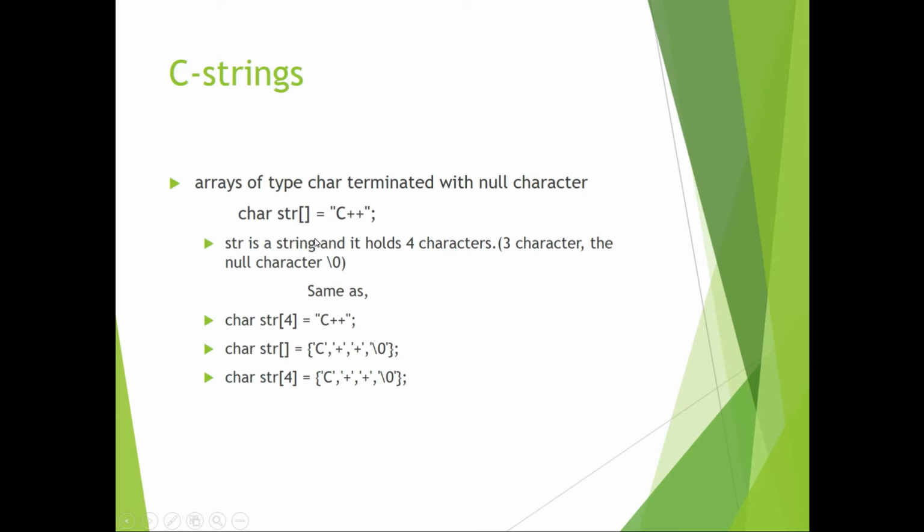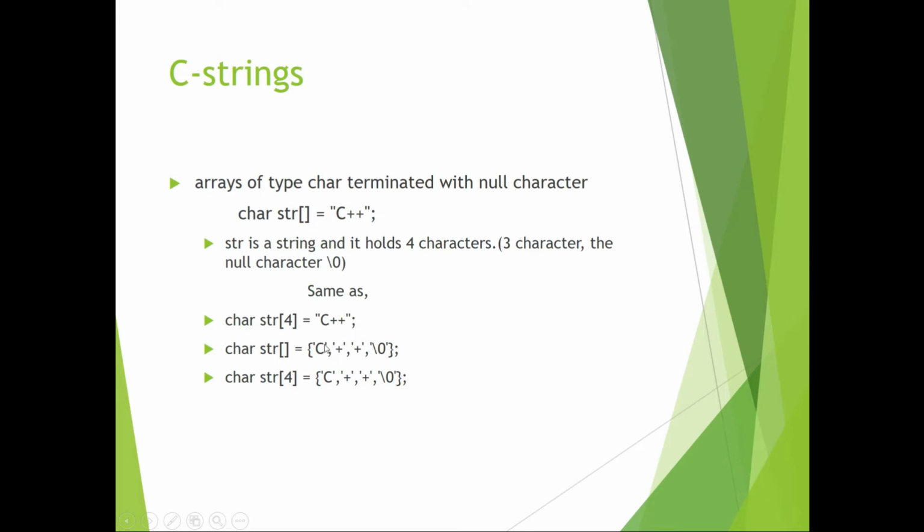C strings: when you use char, this is the variable name str. You always represent it with an array. This is an empty array, which means it can occupy any number of bytes. So now it holds four characters. What are those four characters? You have C as first, plus as second, plus as third, and the last character being a null character, that is \0.